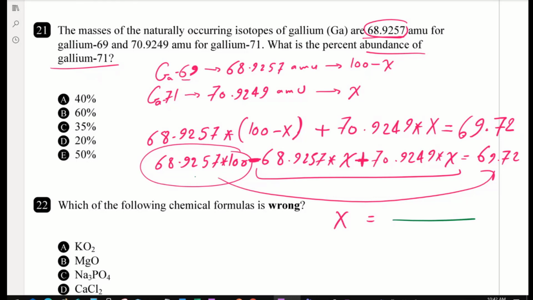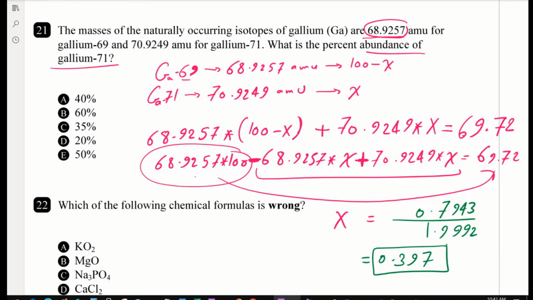69.72 divided or minus 68.9257, that's 1.9992. So that's 0.7943 divided by 1.9992, which gives you 0.397. So this is the fraction.